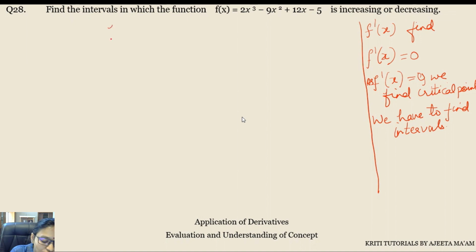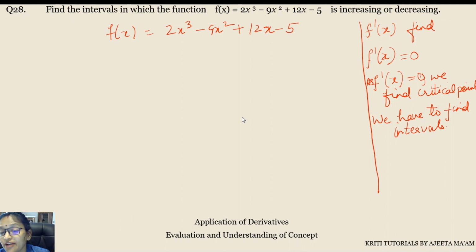Now what is the function given to you? f(x) is 2x cube minus 9x square plus 12x minus 5. Now we have to differentiate it. Since it's a polynomial function, we simply use the power rule first. So what will be the first answer? 6x square. Then power rule again we get 18x. Then again power rule we get 12.